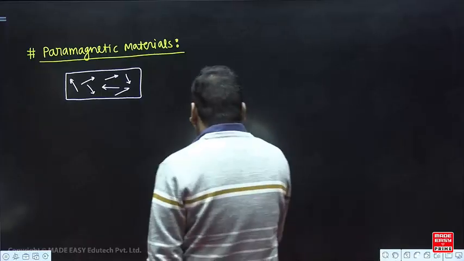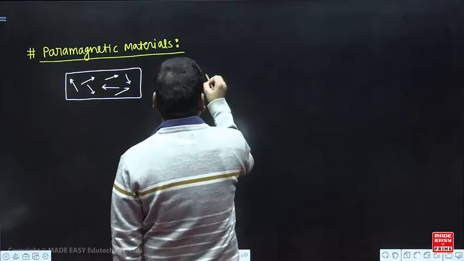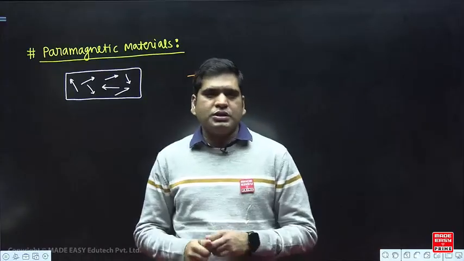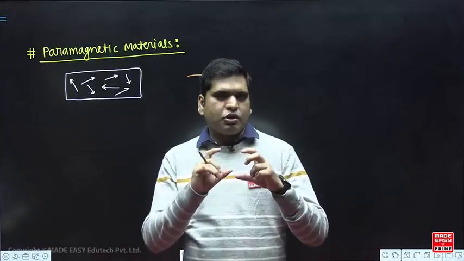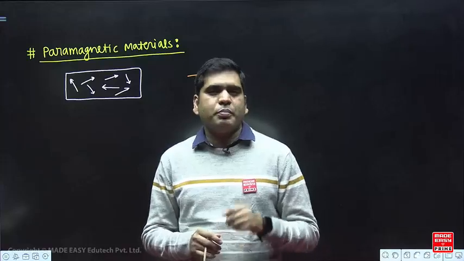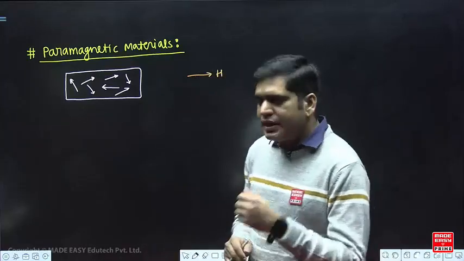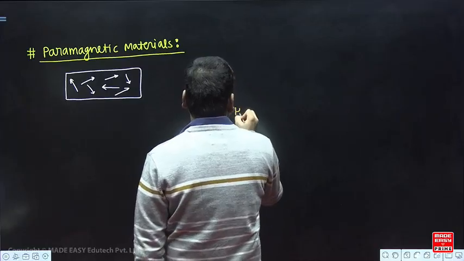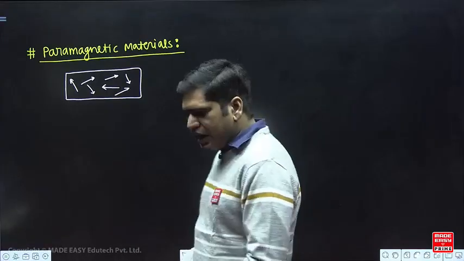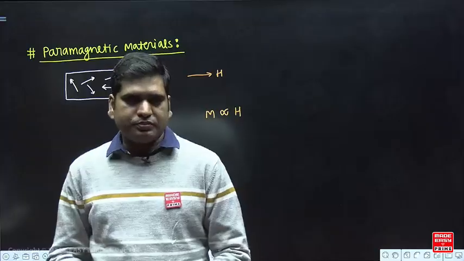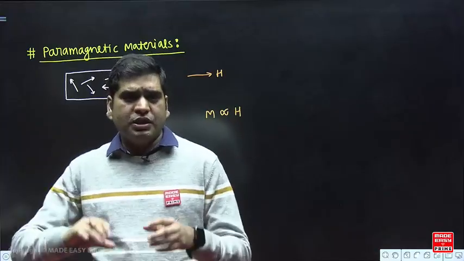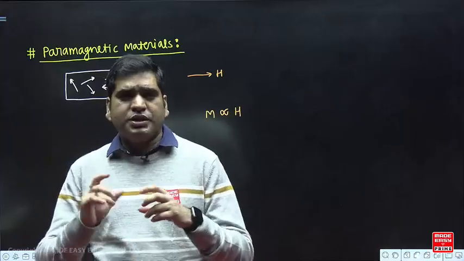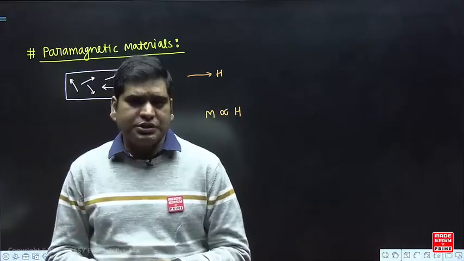Now, let us suppose we apply a magnetic field. The magnetic field will apply torque on these dipoles. Because of that torque, they will get rotated parallel to the field. When they get rotated towards the field, you will get certain magnetization. So, M is directly proportional to H. You keep on increasing H, the dipoles will keep on rotating towards the magnetic field, and this way the magnetization will keep on increasing.